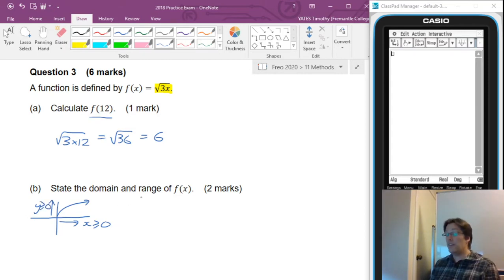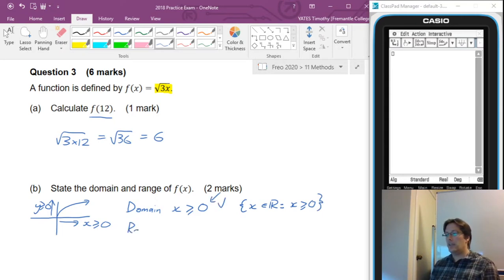So the domain and range, we want to write that out. Domain is always the x value. x is greater than or equal to 0. Or if you want to write it formally, you can write x is a member of R such that x is greater than or equal to 0. That's the completely formal way to write it, but I would give full marks for that one anyway.